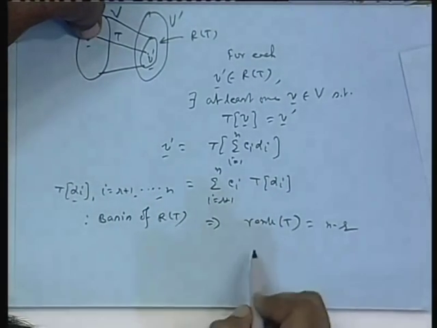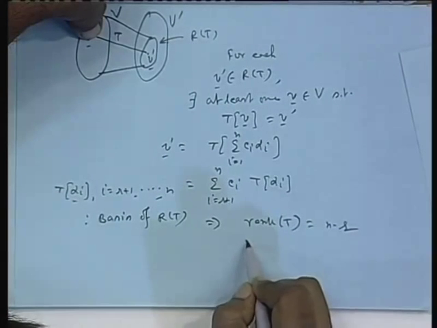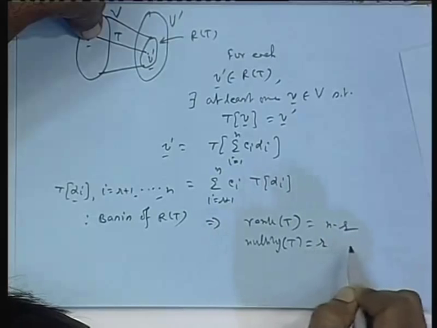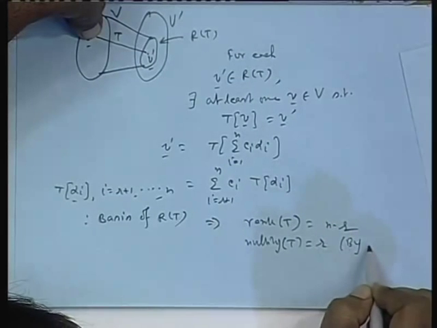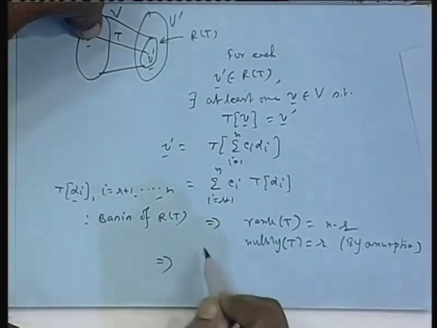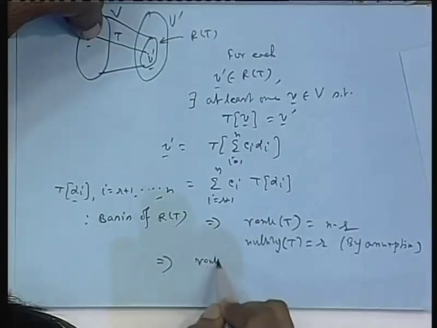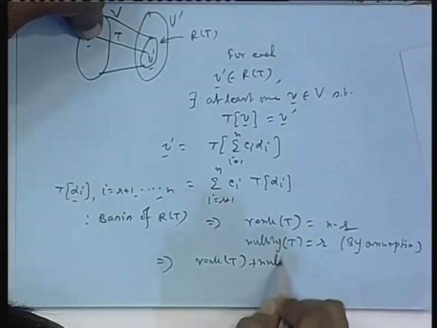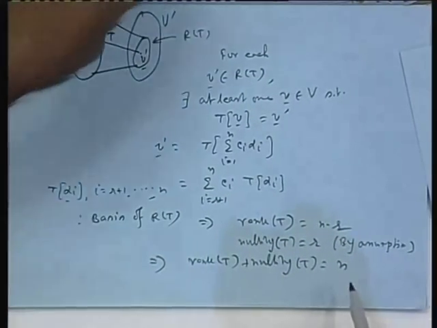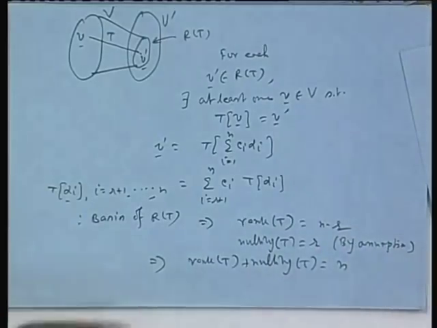Okay. What was r? Nullity of T was r by assumption, we took that to be r. This implies rank T plus nullity T is equal to n, which is the dimension of the original vector space V. This is a very important result.